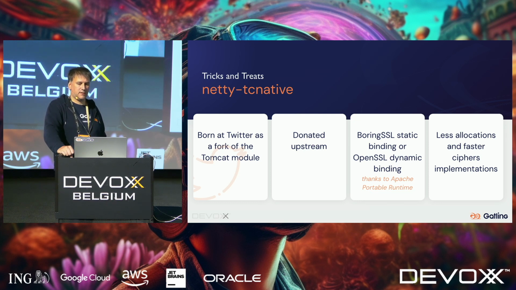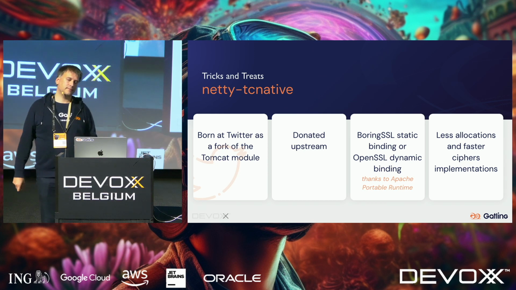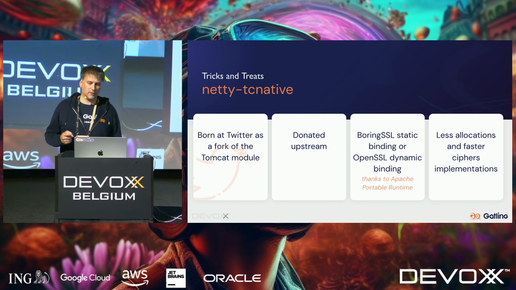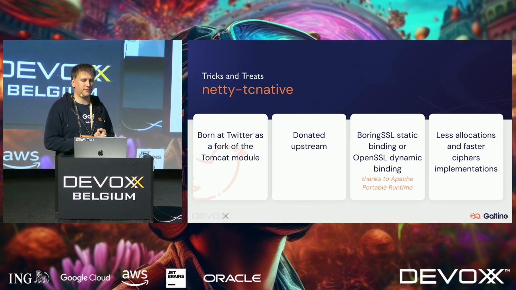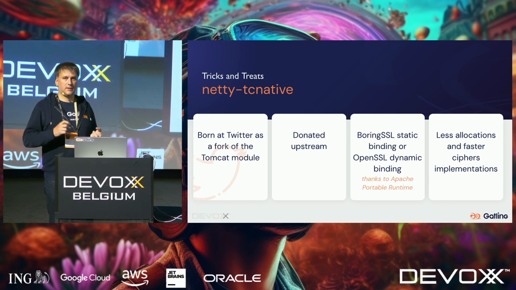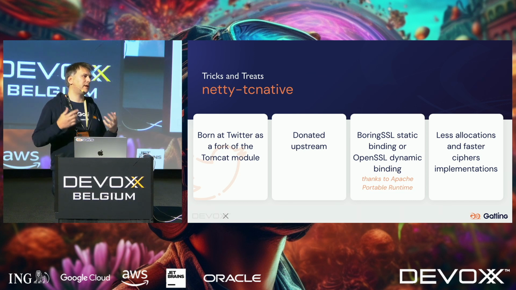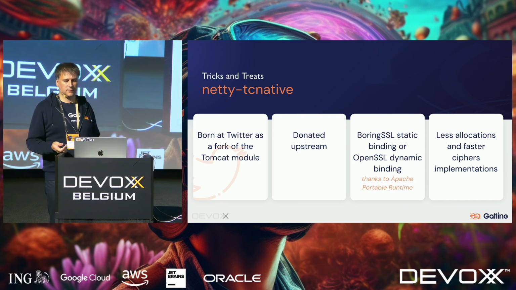What's interesting here is that it generates a bit less allocations. Some cipher implementations are faster. And also some features are available sooner than in the JVM.